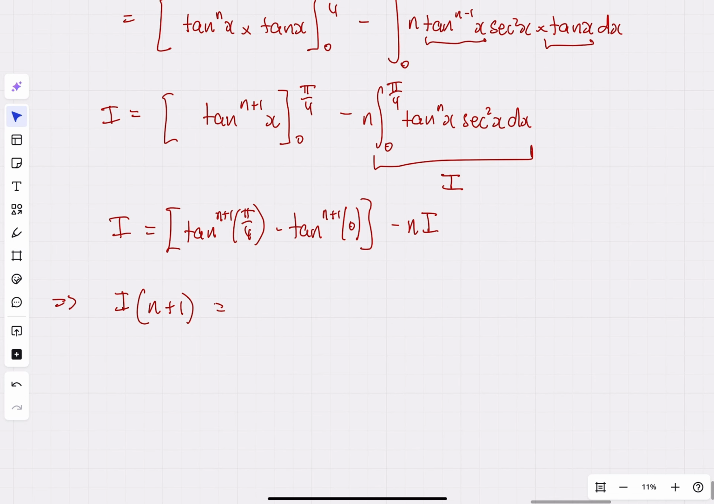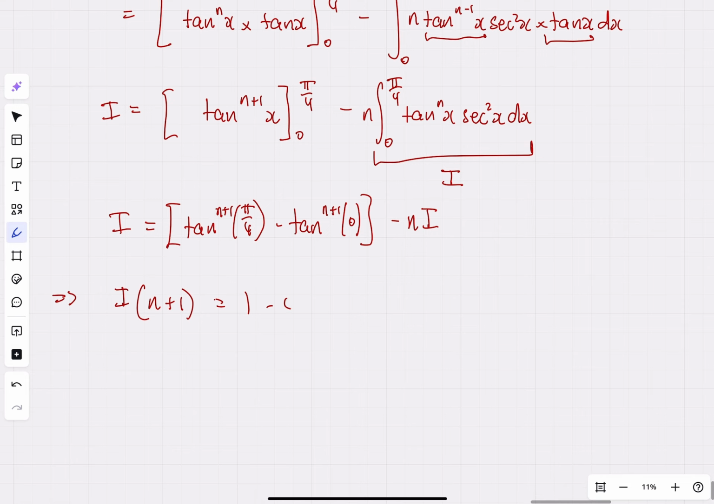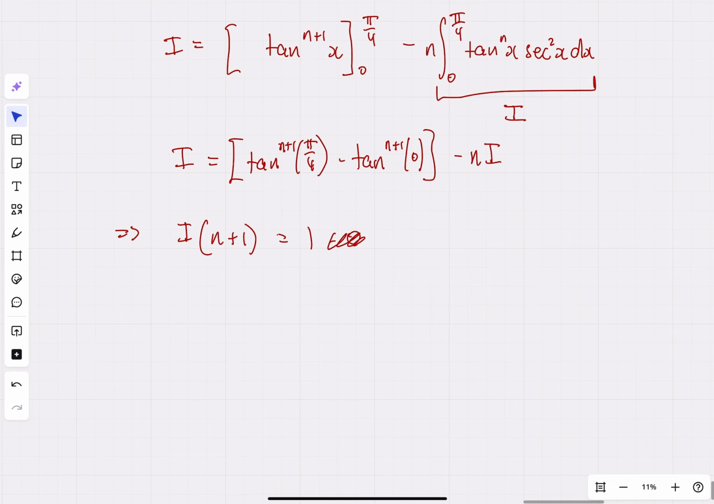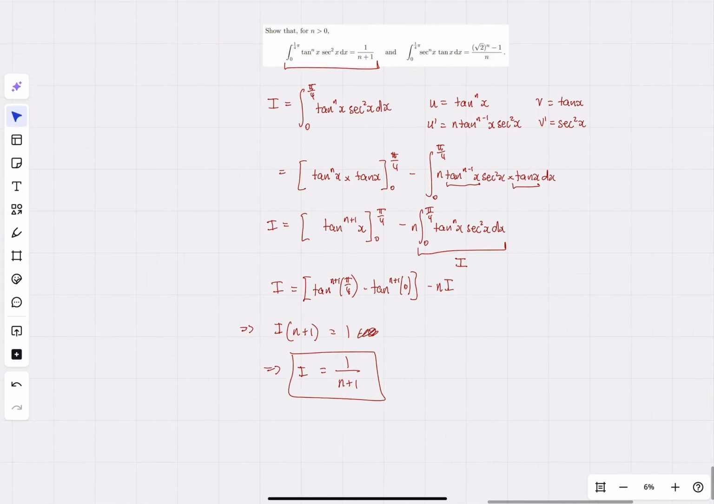Now, tan of pi over 4 is simply 1, and 1 raised to any power is just going to be 1. And tan of 0 is 0, and likewise 0 raised to any power is 0. So I'm going to have minus 0 here, which is just 1. Therefore, I equals 1 over n plus 1. And that is our first part.